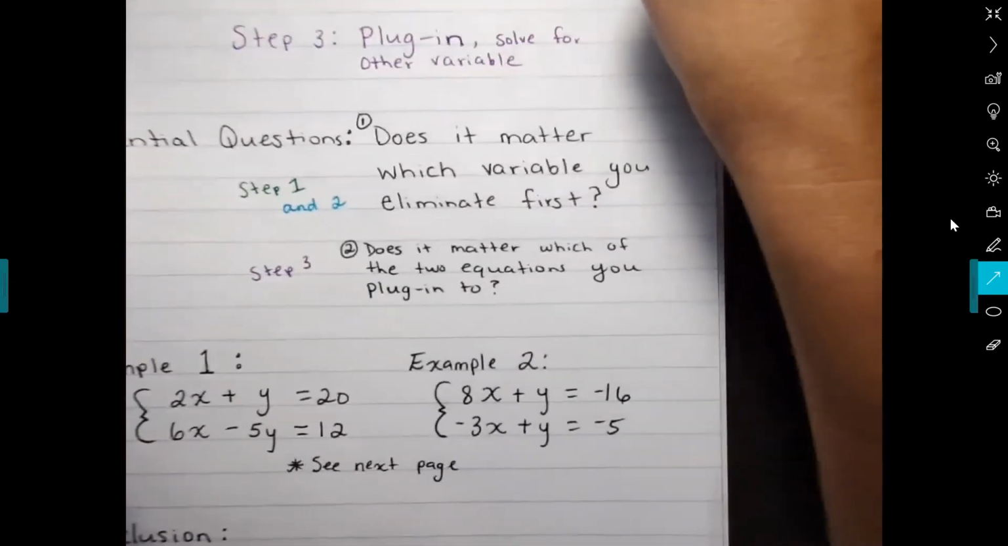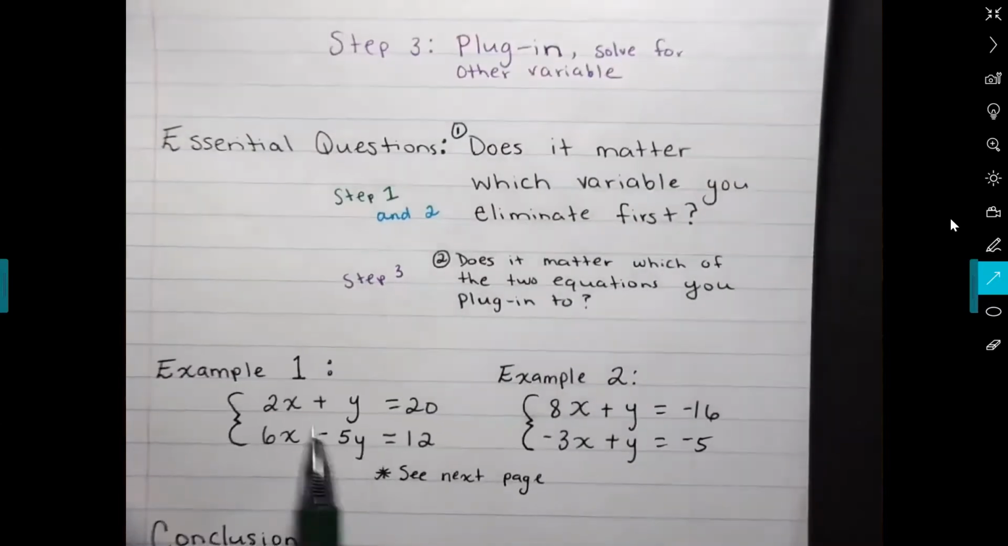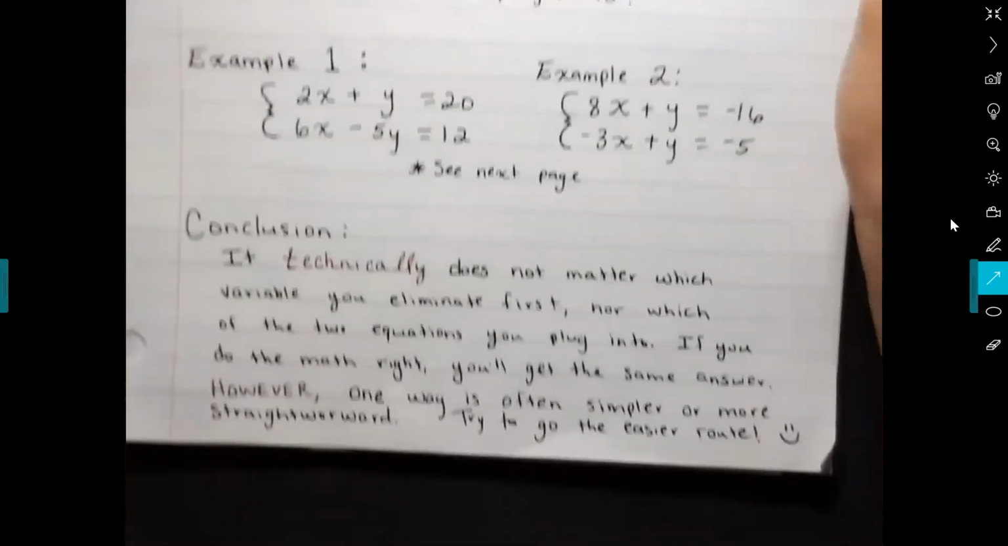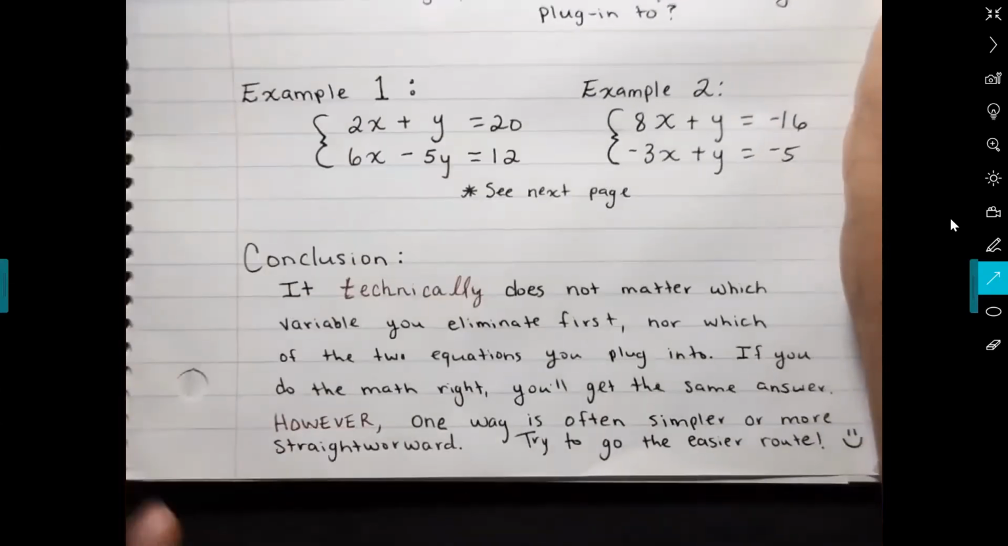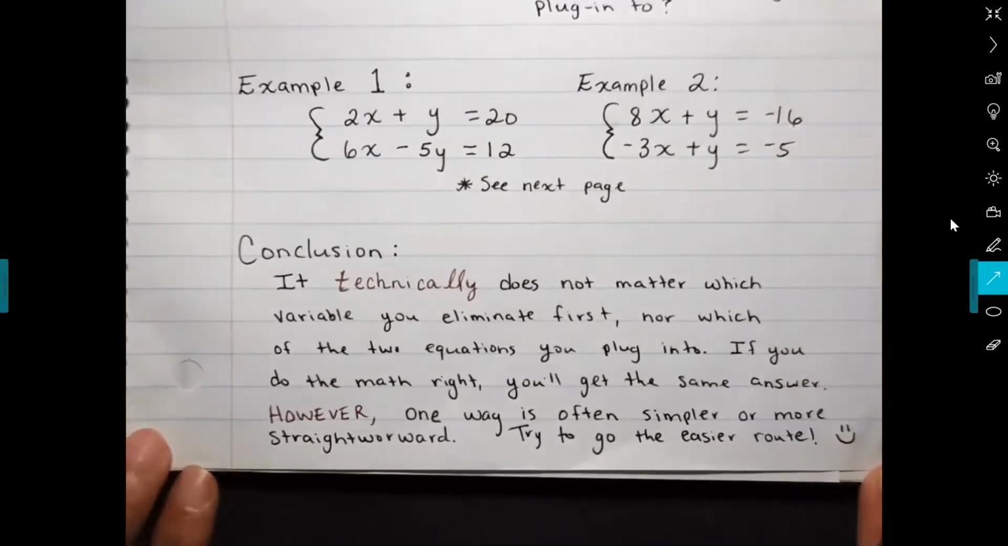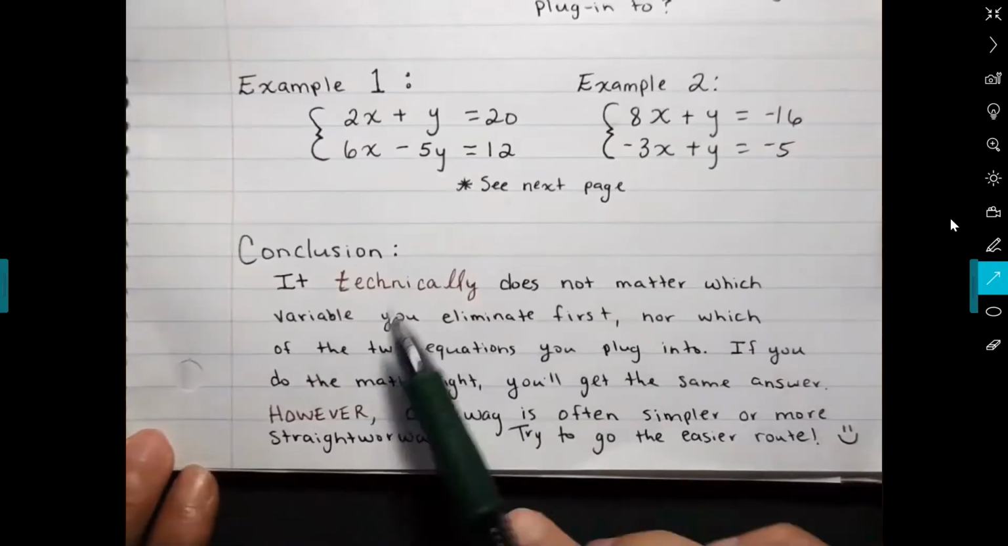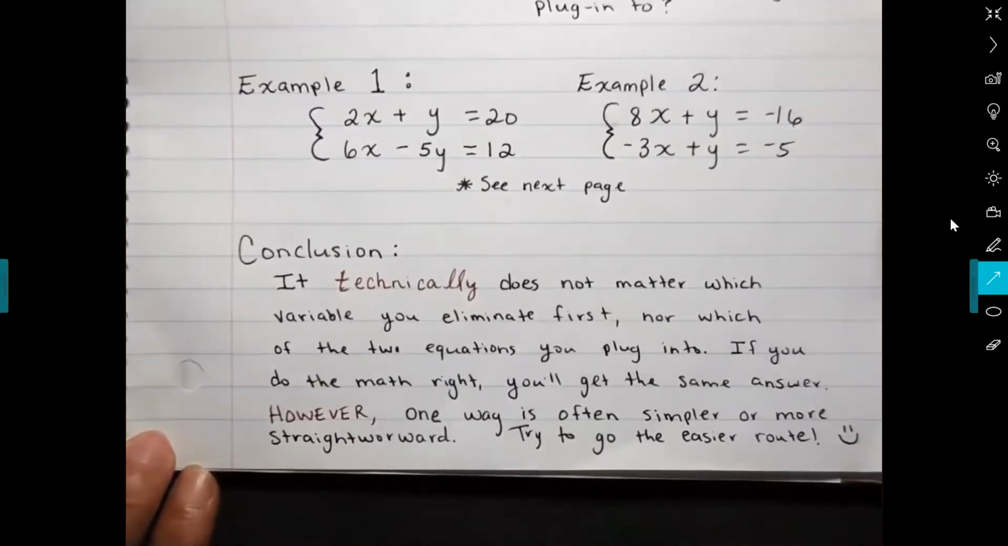And I actually only worked out this example because example one, the level of difficulty, regardless of where you started, was really the same. So it wasn't really necessary for me to write it out and take up more of your time. But here's our conclusion. So it technically does not matter which variable you eliminate first, nor which of the two original equations you plug into. Okay? If you do the math right, you'll get the same answer. However, one way is often simpler and more straightforward. Okay, so we want you to try to go the easier route as much as possible.